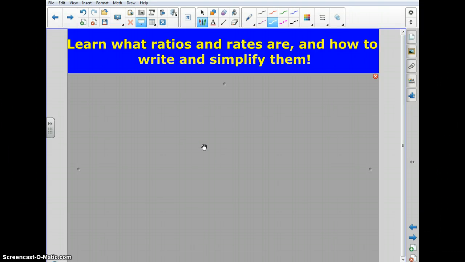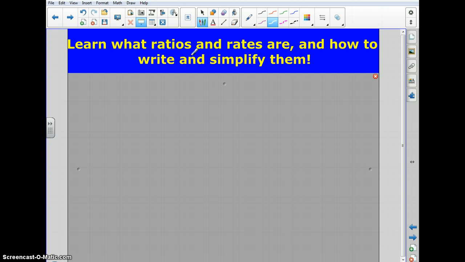Welcome back everybody. This is lesson 7.1, ratios and unit rates. We will be going through the notes pretty quickly today, so make sure that you are using the pause and rewind feature if I'm going too fast. Our goal today: learn what ratios and rates are and learn how to write and simplify them.